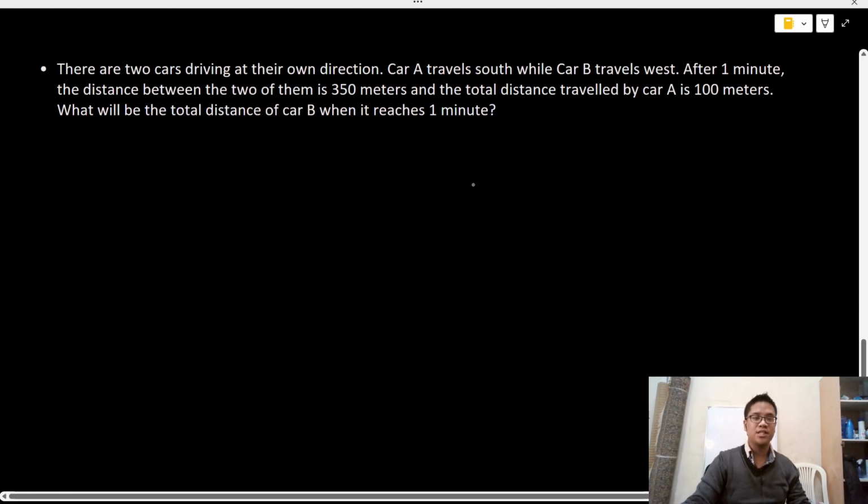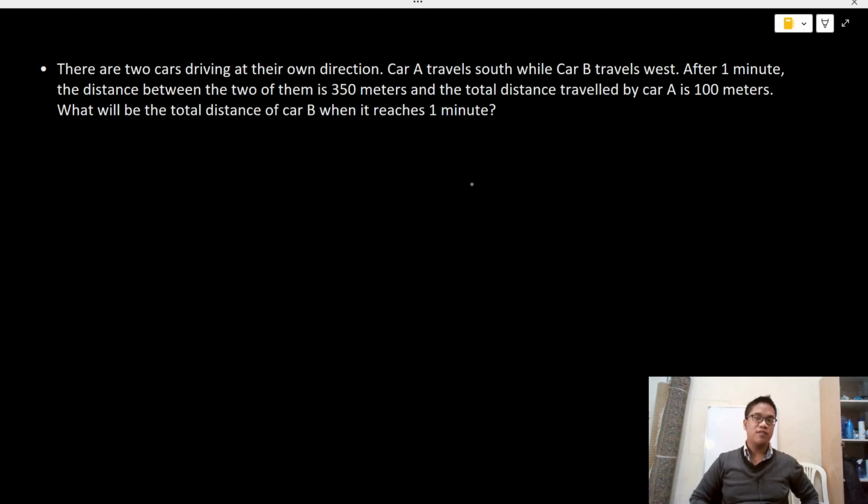Now let's try to answer one problem. There are two cars traveling in their own directions. Car A travels south while car B travels west. After 1 minute, the distance between the two of them is 350 meters, and the total distance traveled by car A is 100 meters. What will be the total distance of car B when it reaches 1 minute?